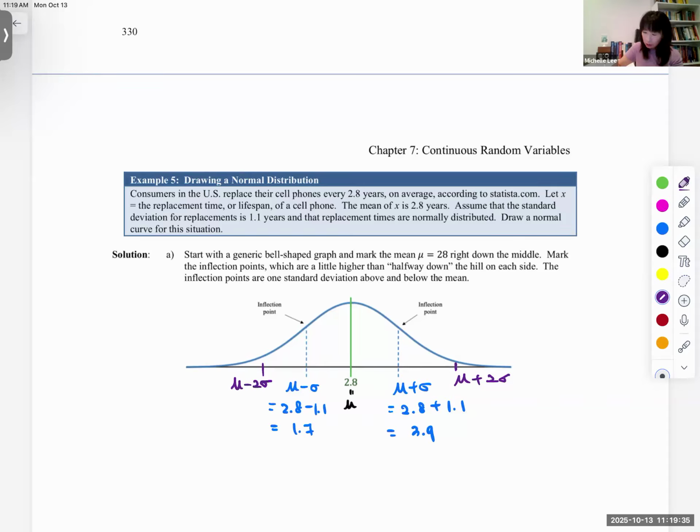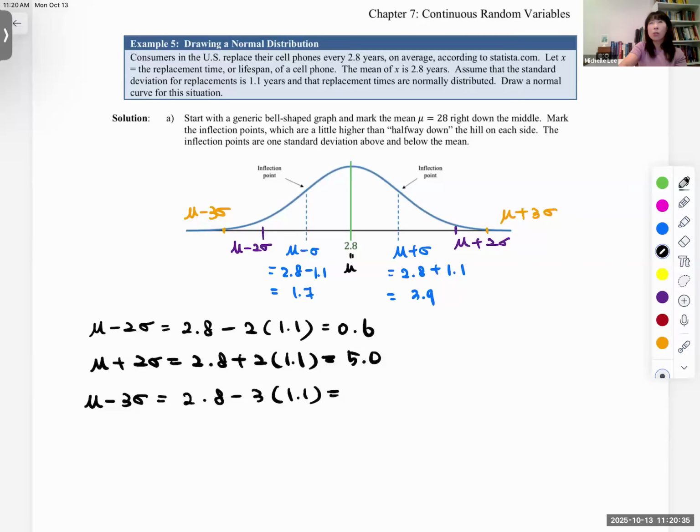How about mu plus 2 times sigma: 2.8 plus 2 times 1.1 is 5.0, good. How about mu minus 3 times sigma, so 2.8 minus 3 times 1.1. Can you please calculate? Negative 0.5. How about mu plus 3 times sigma, 2.8 plus 3 times 1.1? What do you get? 6.1.